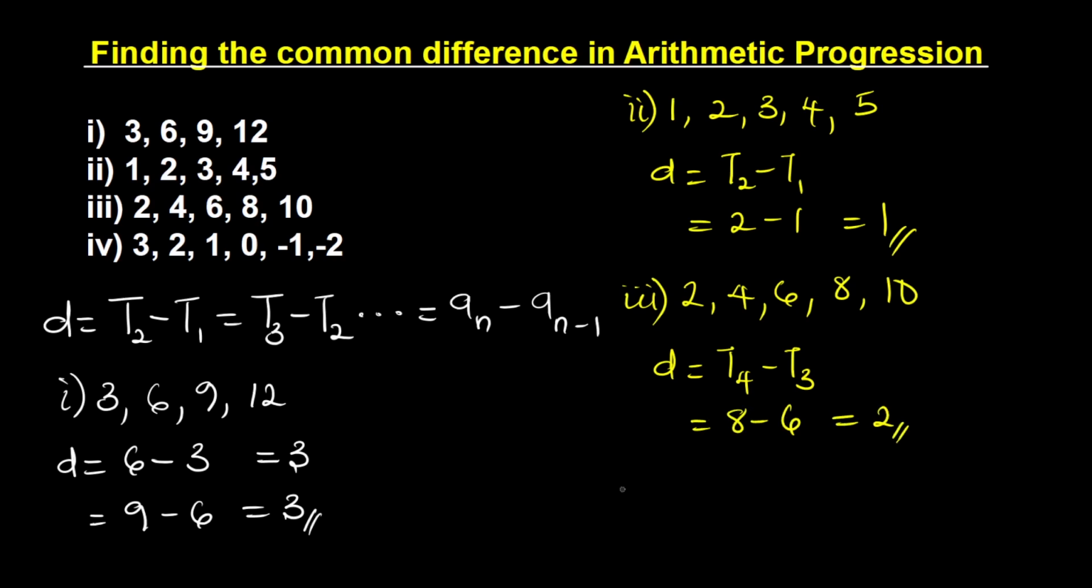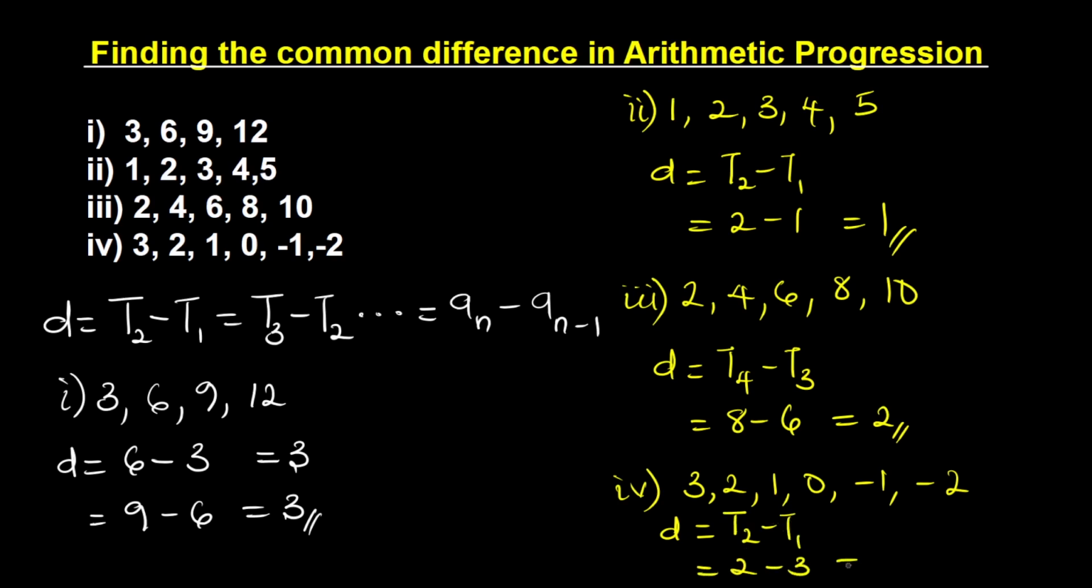Let's move to IV. 3, 2, 1, 0, negative 1, negative 2. Our common difference is given to be T2 minus T1, and this is equal to 2 minus 3, which is negative 1. That is our answer.